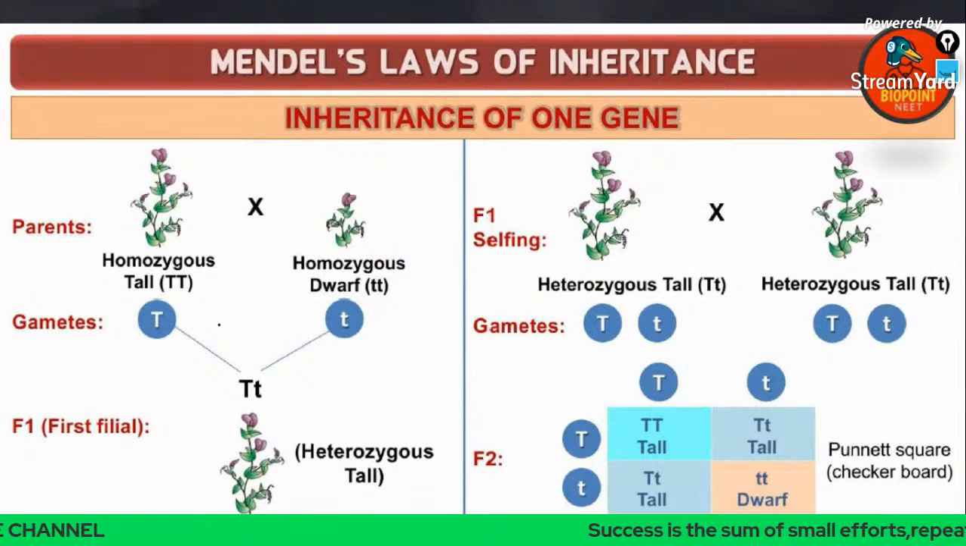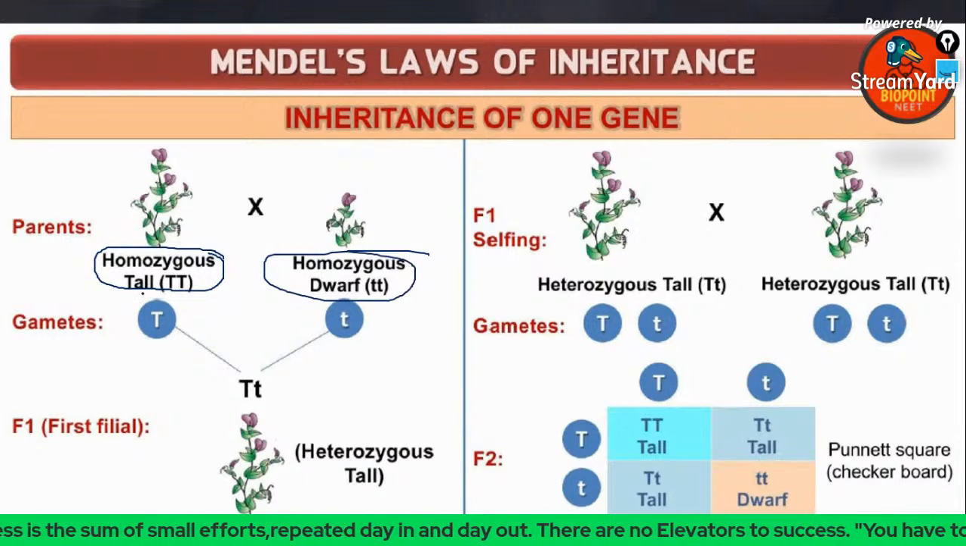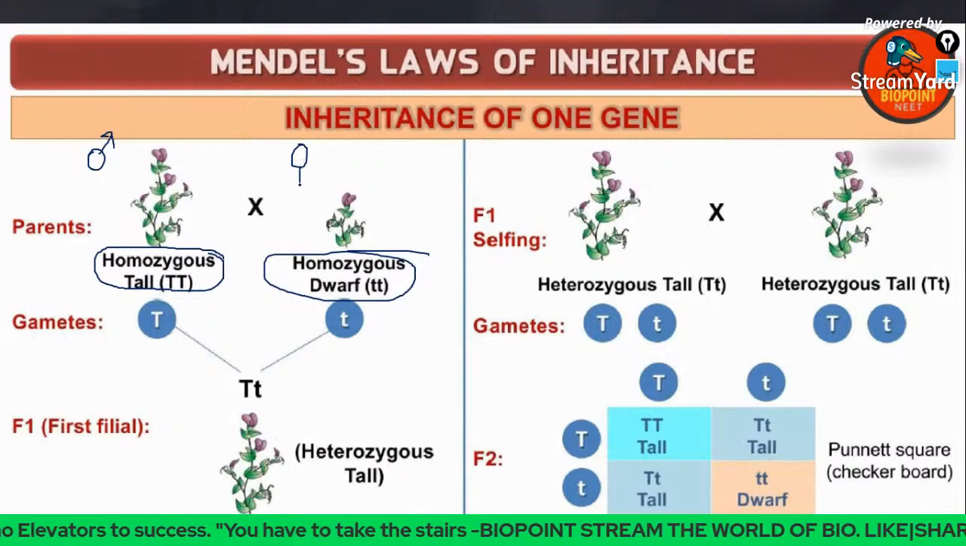I'll tell you, homozygous tall we are taking as the parent, and homozygous dwarf we are taking as the parent. Suppose this homozygous tall is the male and homozygous dwarf is the female. It can be alternate, vice versa also.